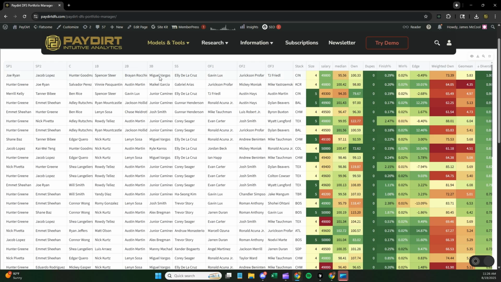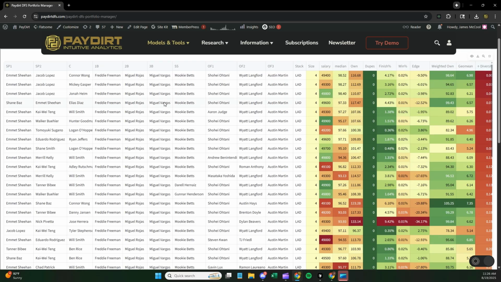It does have Vargas, but it does not have either one of Freeman or Betts, right? So these lineups are different, and you can see just by looking at it, right? Like you can see a lot of variation in these. Whereas if I sort on low diversity, there's not much diversity in these, right? There's not much variation in these lineups. So that's why I say that sorting on diversity makes sense.